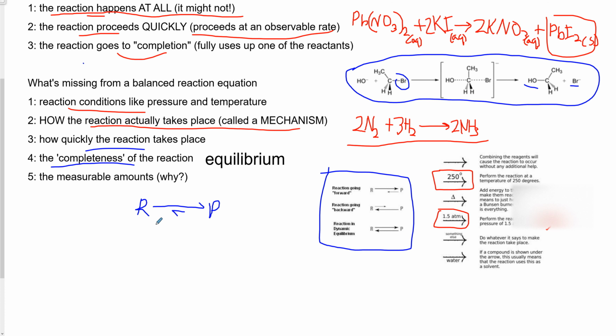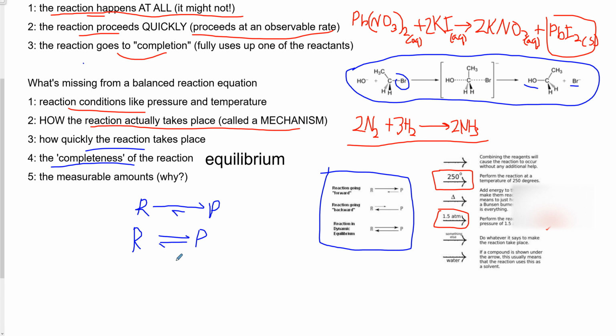Then you might have something like this, where the reactant and product arrows are roughly the same size. That would tell me that this reaction goes some of the way. It doesn't go all the way. So that means you'll still have some reactants that are just sitting there doing nothing. They don't actually turn into product. You'll learn more about that in Chem 30.